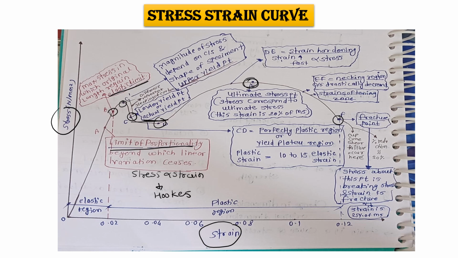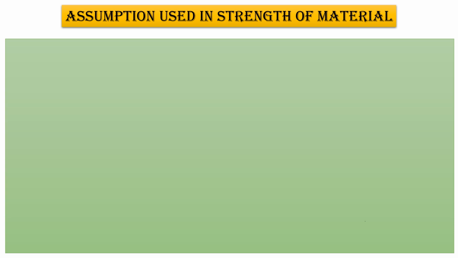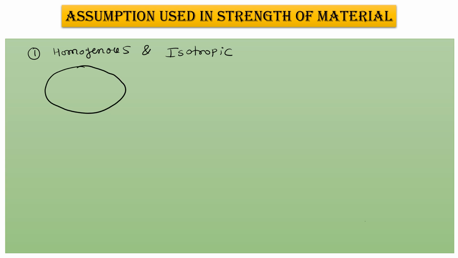Then next, assumptions used in strength of materials. First, the material is homogeneous and isotropic. So what is homogeneous and isotropic? Homogeneous means the same property at each and every point in a particular direction. Consider a body, with points 1, 2, 3 and 4 on it. At each and every point the property is the same, but in a particular direction.